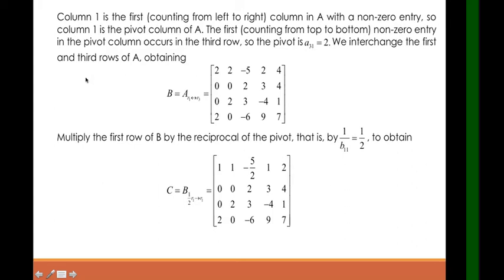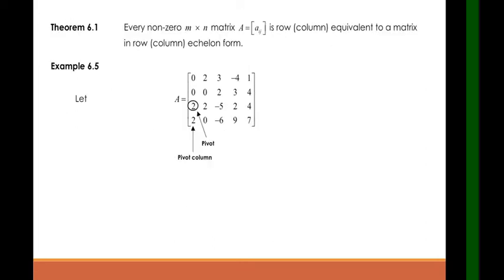We interchange the first and the third row of A, obtaining... Since this is the pivot, our leading entry is at the bottom, because the entries in the first row are 0, 0. We need a leading entry here so that we can get a 1, 1, 1 here.